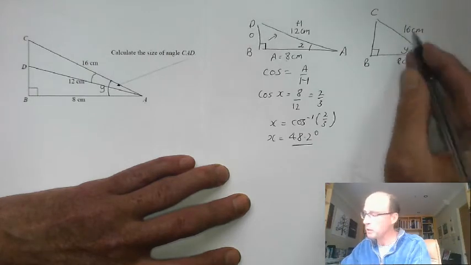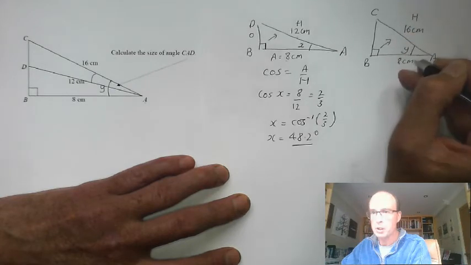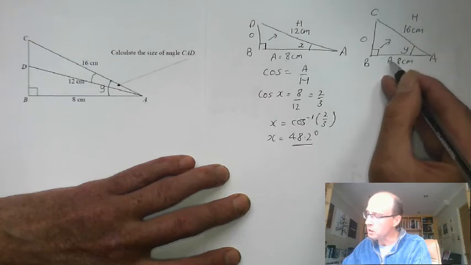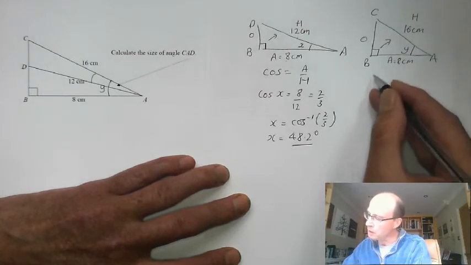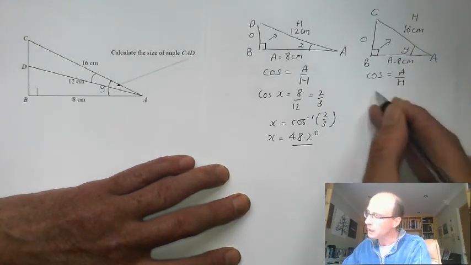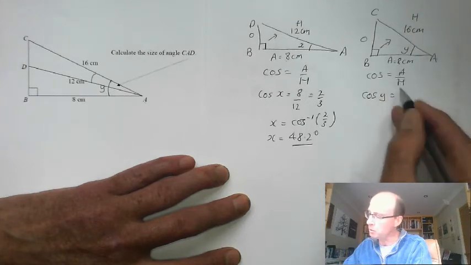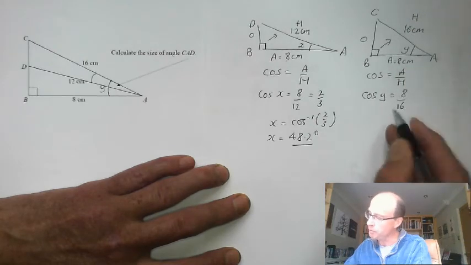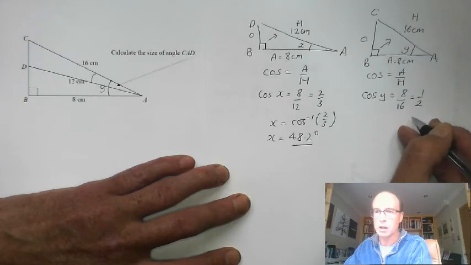So label the sides up. Opposite the right angle is going to give me my hypotenuse. My opposite side, still not interested in, and my adjacent is my base length of 8 centimetres. So we're still going to be using our cosine function, equal to adjacent over hypotenuse. In this case we've got cos of the angle Y is going to be equal to my adjacent, which is 8, divided by my hypotenuse, which is 16 this time. So cos of Y equals 8/16, otherwise known as a half.